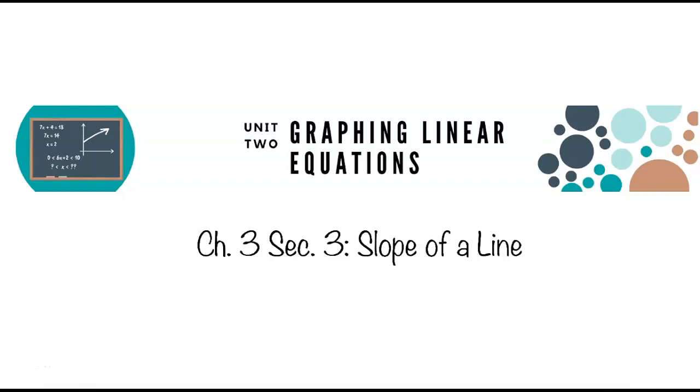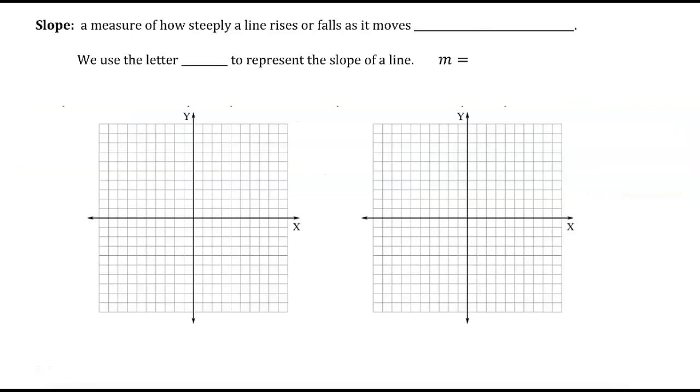In this video, we'll talk about the slope of a line, and this is from Chapter 3, Section 3. Slope is a measure of how steeply a line rises or falls as it moves left to right. We use the letter M to represent slope. More specifically, M, or the slope, is equal to how much rise a line has divided by run, or how much it goes up and down in relation to how far it goes left and right.